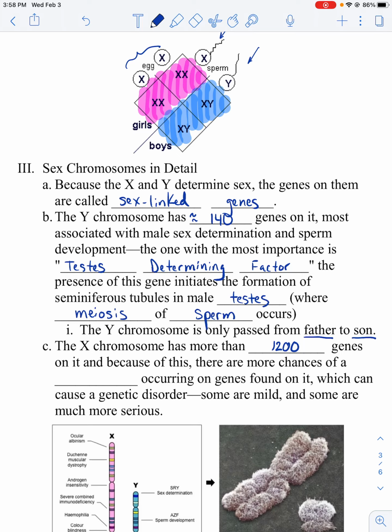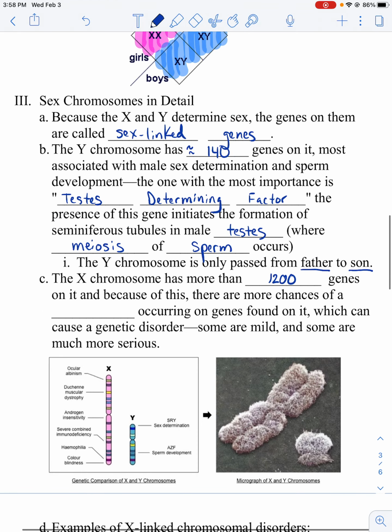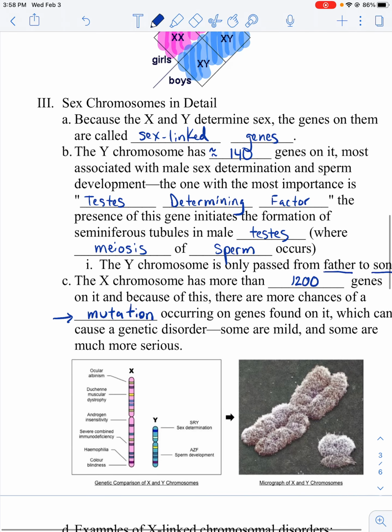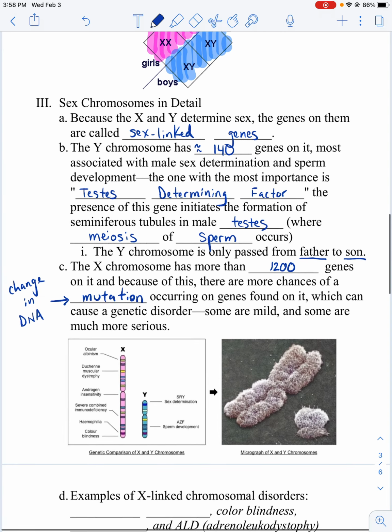And not all of those genes are women specific. Males have to have an X chromosome just like females have to have an X chromosome. Now, because it has many more genes on it, there are more chances of a mutation occurring on the genes. And a mutation is a change in the DNA that can cause a genetic disorder.